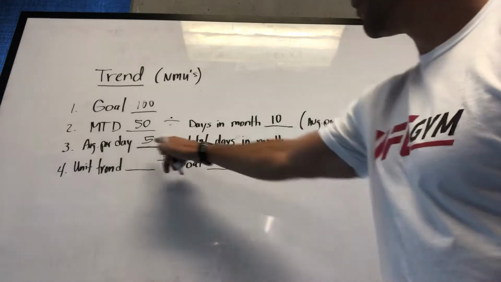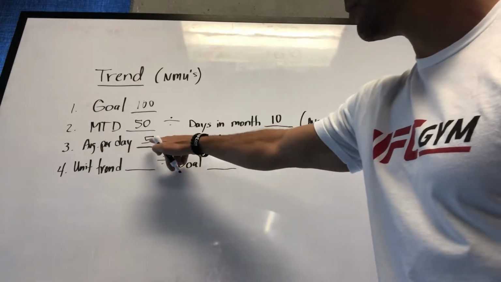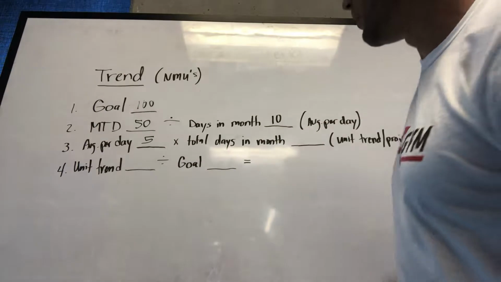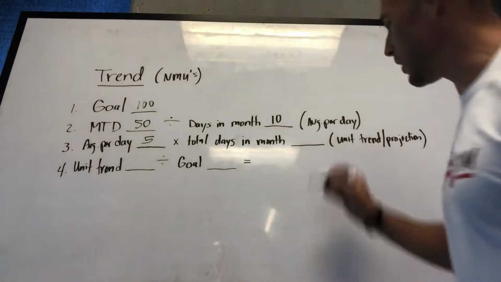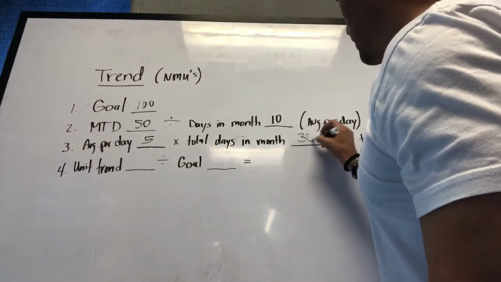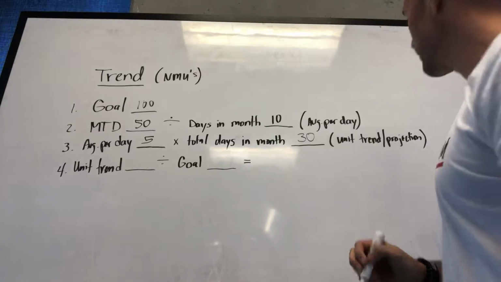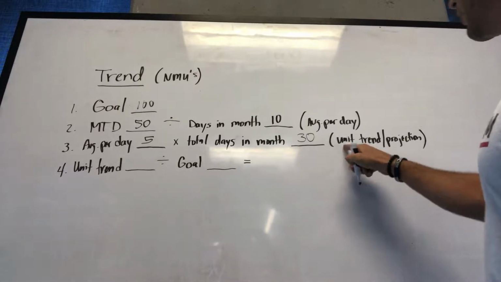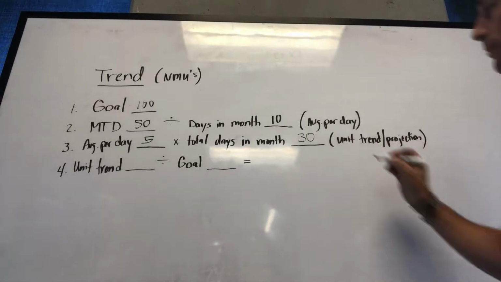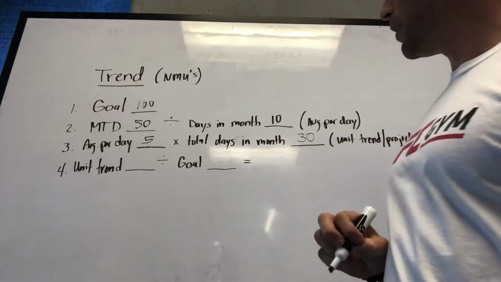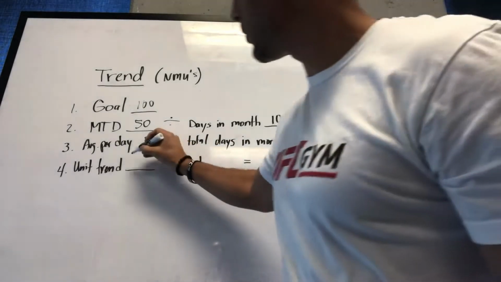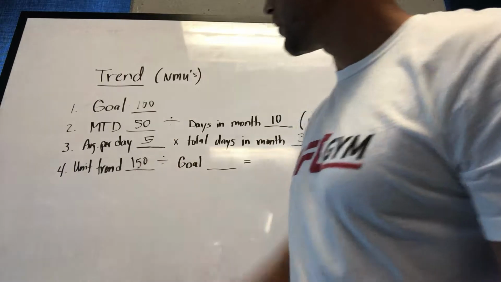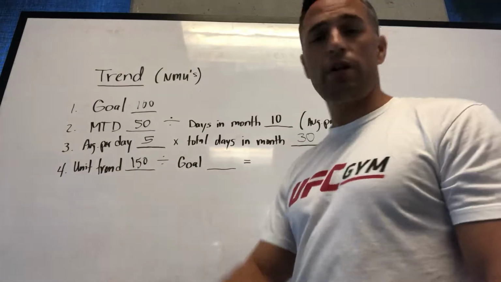Third step, we're going to take the average per day that we found and we're going to multiply it by the total days actually in the month. For this exercise, we'll call it 30 days. What that's going to solve for is your unit trend, or your projection. So if we go 5 times 30, we're talking about 150 units. So that's going to give you a unit trend.